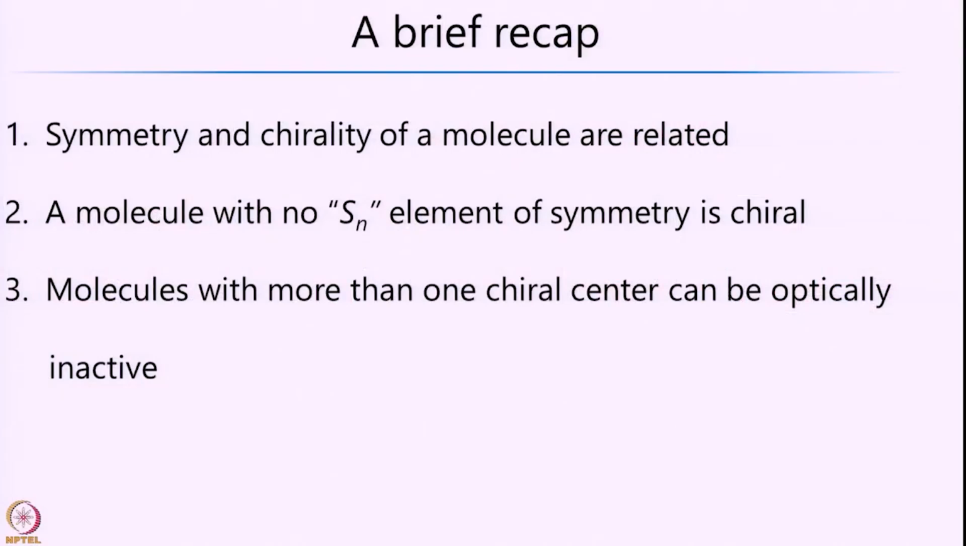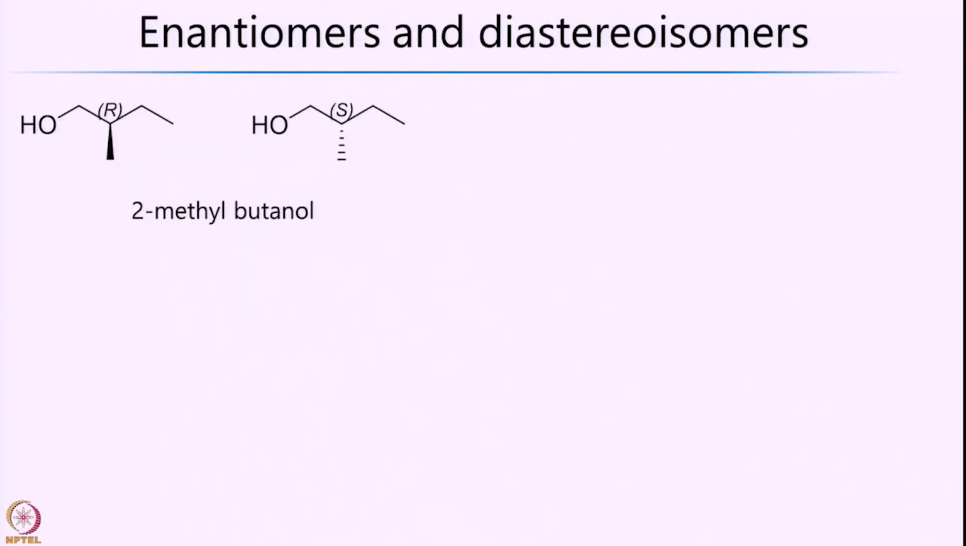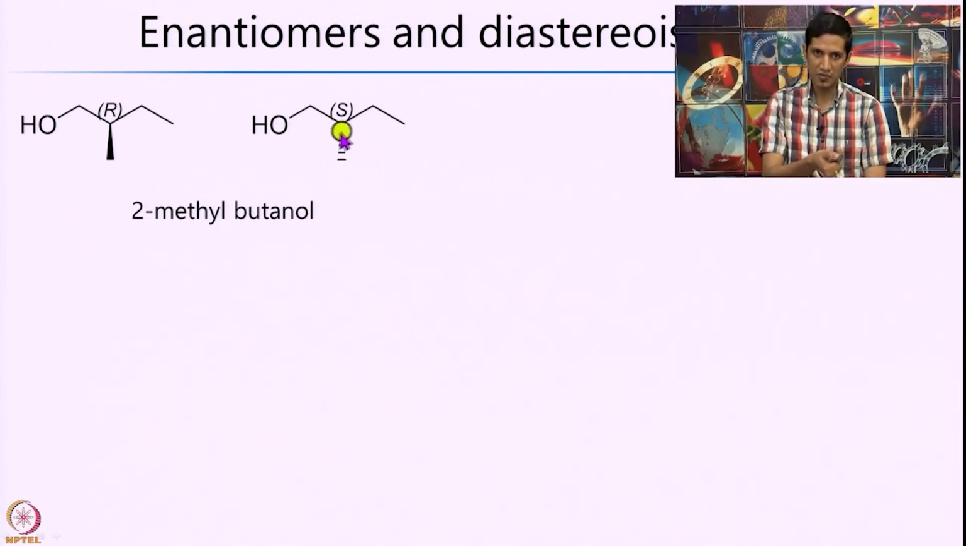With this, now let us get into looking at what are called enantiomers and diastereomers. We again go back to the example of 2-methyl-butanol, which we looked at in the previous class. Here we have one carbon atom, the one the pointer is showing now. It is connected to 4 different atoms, and it also lacks the Sn improper axis of symmetry. As a result, this is a chiral molecule, both of these are, and the relationship between them is that they are non-superimposable mirror images of one another.